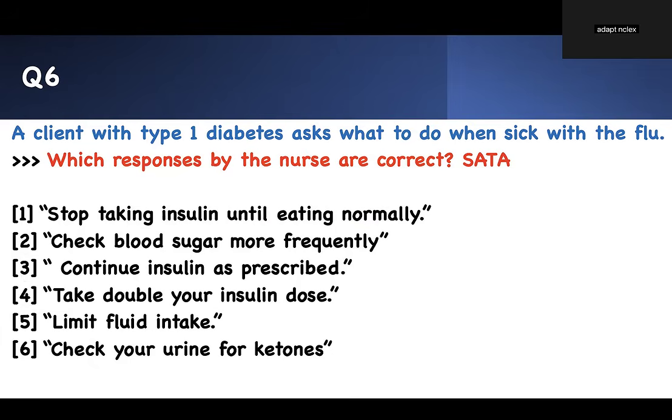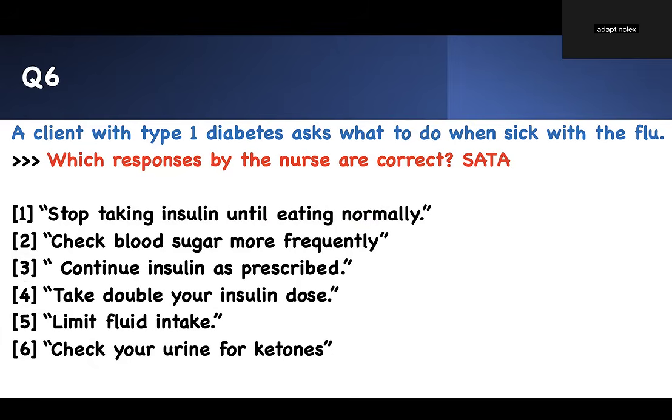No, you become hypoglycemic. Limit fluid intake? No, you should hydrate yourself so that you don't get DKA. The glucose that builds up, if there's no insulin, will cause dehydration. Check your urine for ketones. That shows whether you are in DKA. Therefore, the right answer is what? Check your glucose more frequently, continue insulin as prescribed, and check your urine for ketones.